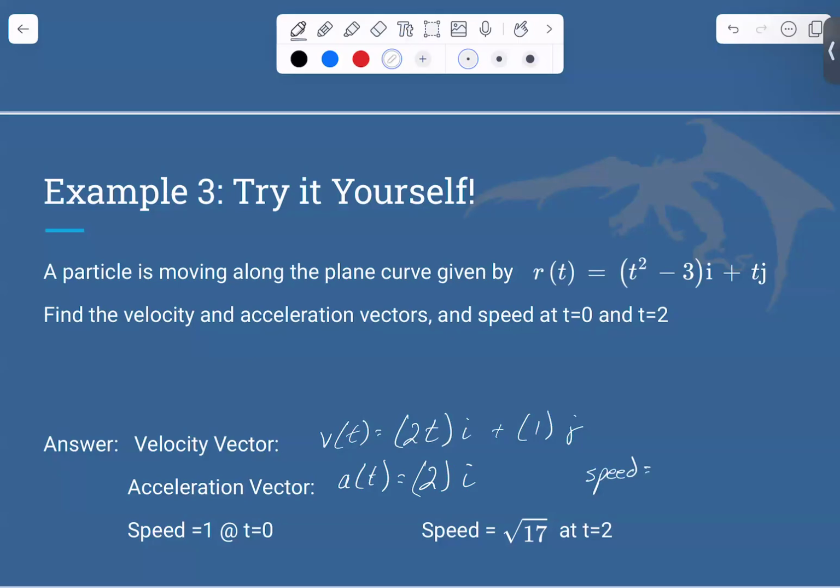And then for the speed, so the speed for any t is going to be the square root of 2t squared plus 1 squared. And if you plug in 0 for that, you can see that it just goes to 1. If you plug in 2 for it, you get 16 plus 1, which is the square root of 17. Right. So hopefully that helps.